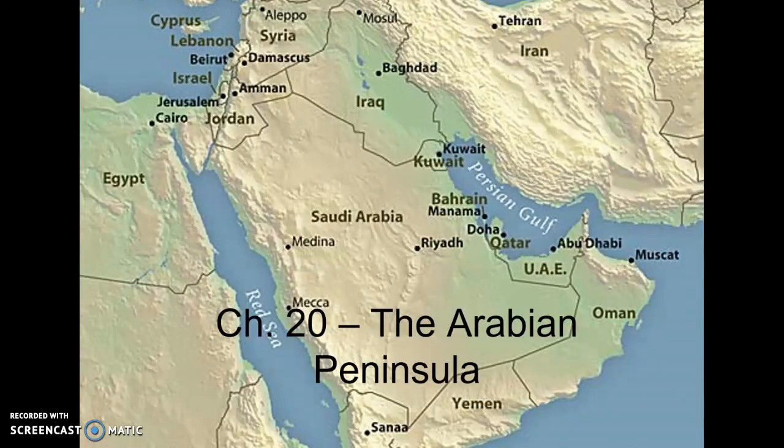So that's Chapter 20, the Arabian Peninsula. We'll talk more in depth about these countries at a later time.